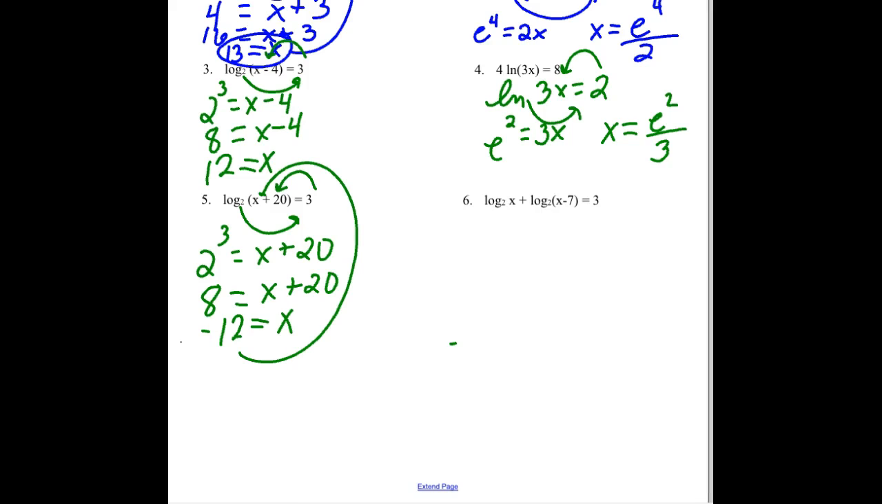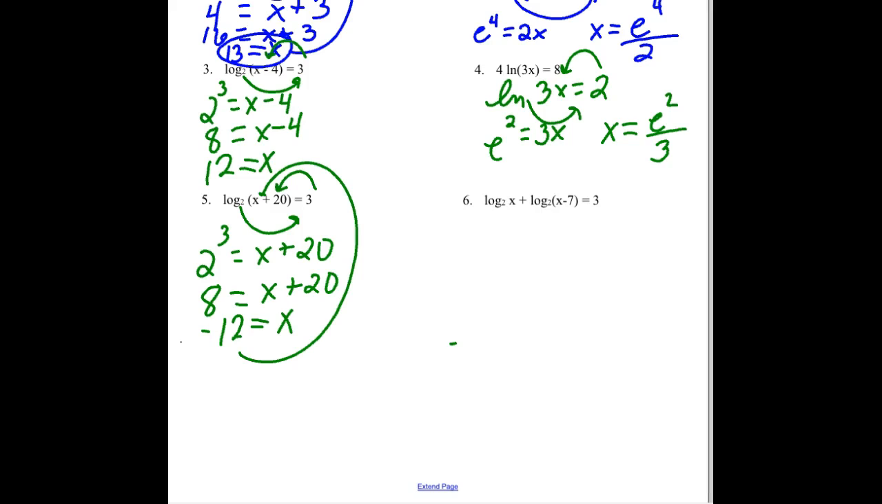Okay? So, questions on the first 5? Those are our more basic ones. How is question 6 different? There are 2 logs. Now, there's 2 logs on one side and there's no log on the other side, right?